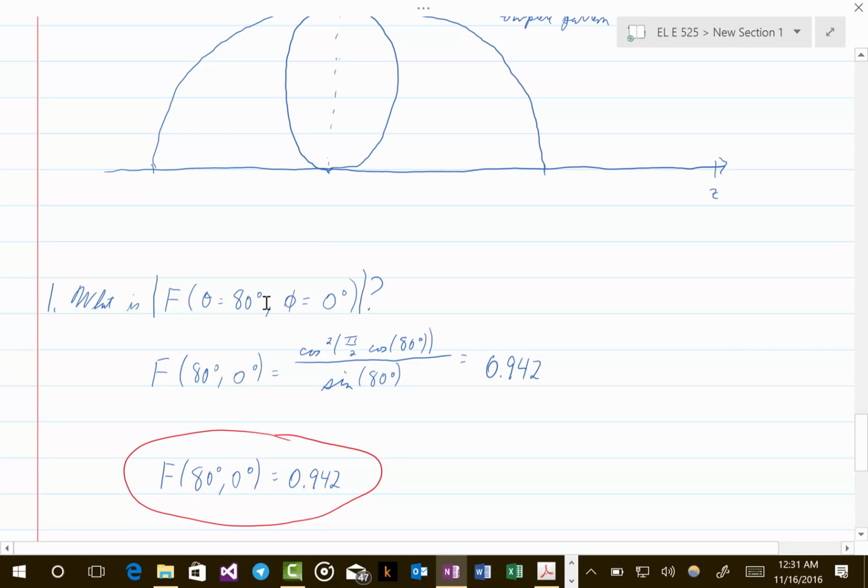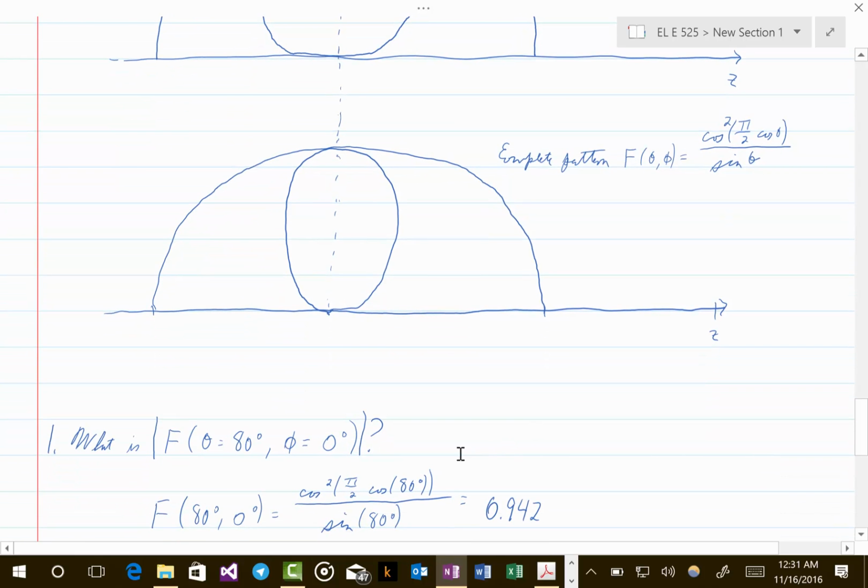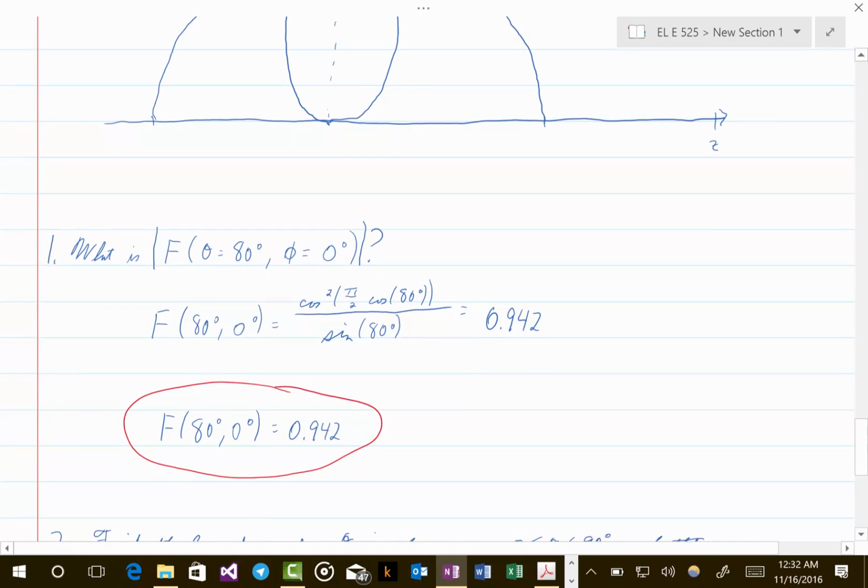So the two questions I would like to ask about this are, what is the magnitude of f at theta equals 80 degrees and phi equals 0 degrees? Now, again, you can see that this function is independent of phi, so it wouldn't matter what phi we specified here, but I'll just go ahead and specify phi equals 0 degrees. So if we wanted to know the magnitude at theta equals 80 degrees, we just plug in theta equals 80 degrees and we would get 0.942.